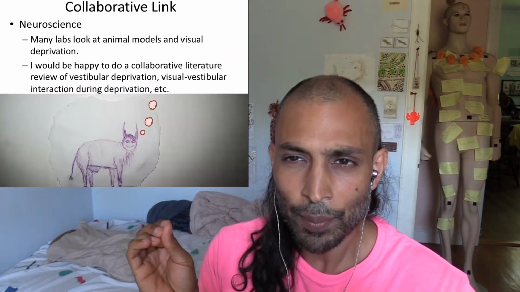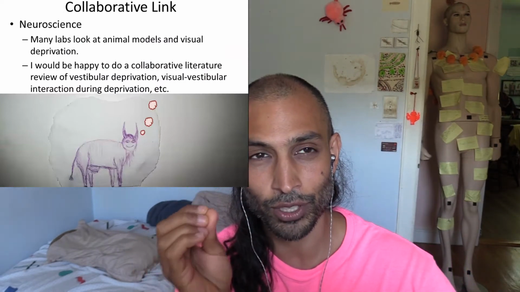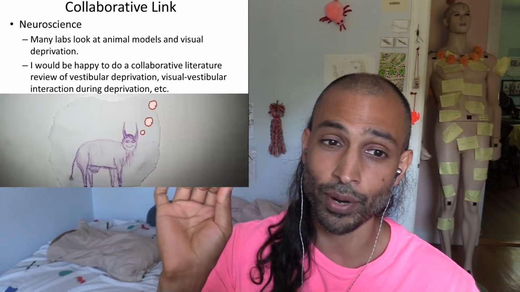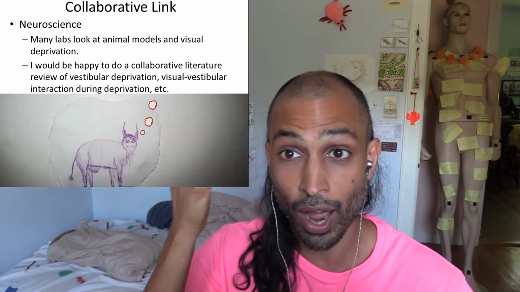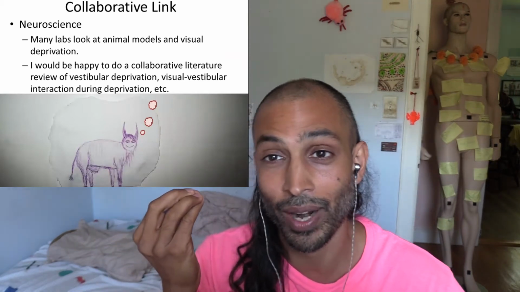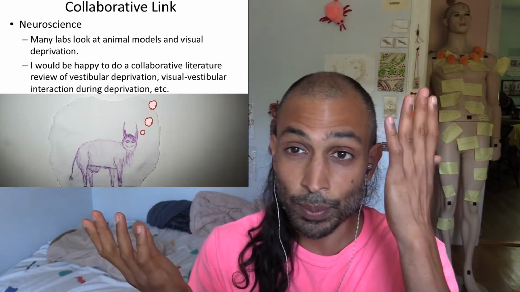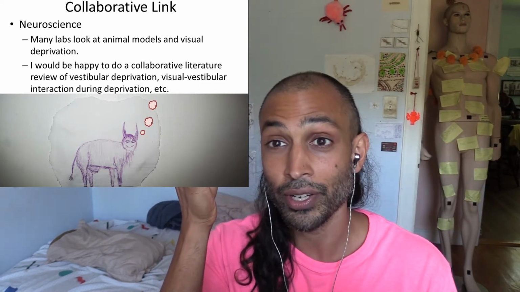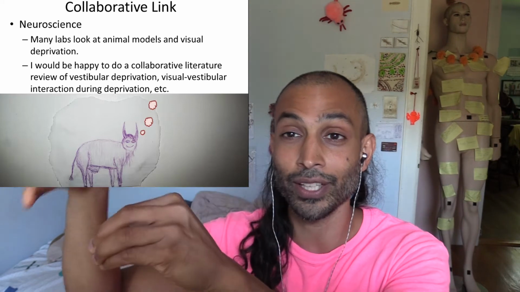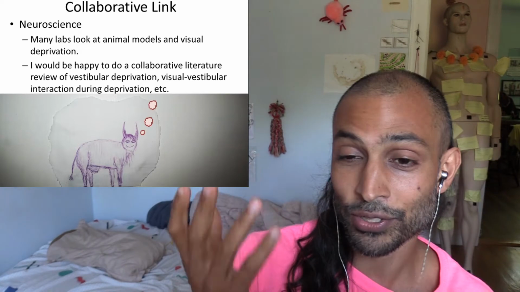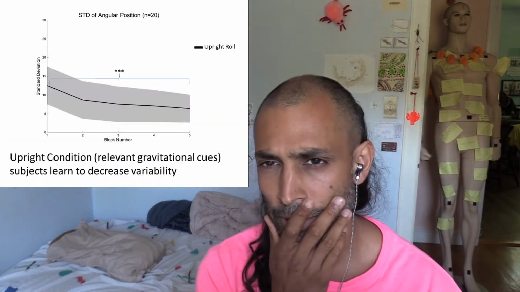Now, this is the first collaborative juncture because I promised all of you that I'm going to try my best to make this interesting to a variety of different fields. There are a lot of labs at Brandeis that look at animal models where you deprive the animal of some sensory information. What I would recommend is thinking about maybe doing vestibular deprivation. A lot of people look at vision. What about vision and vestibular deprivation? There's literature on it, but it only takes a few steps to get into completely uncharted territory. And I'm really happy to do the literature search and brainstorm these ideas with anyone that may be interested.